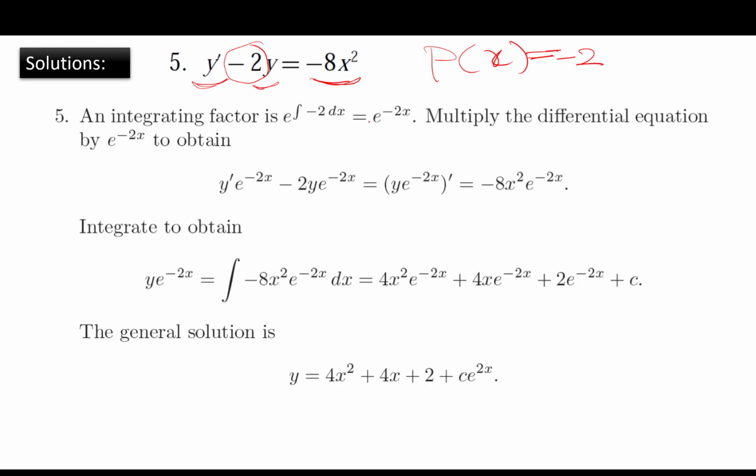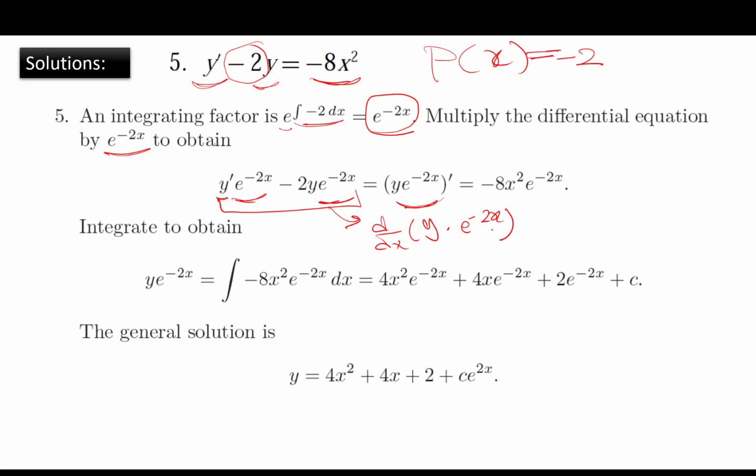So the integrating factor is going to be exactly e to the integral of minus 2 dx, which is e to the minus 2x. Multiply the differential equation by this integrating factor. We have y prime times e to the minus 2x minus 2y times e to the minus 2x. Then we're going to find that it is as if it is the function d by dx of y times e to the minus 2x. Yes, that's right. We put it here. And this is the right hand side after being multiplied by our integrating factor.